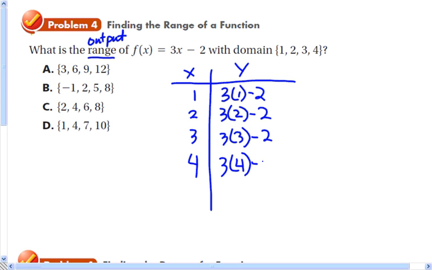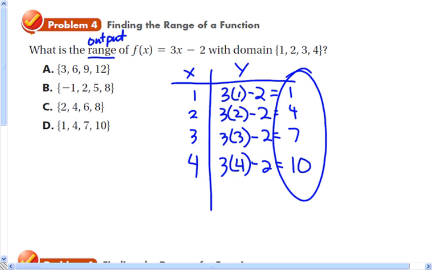And evaluate those. And we get 1, 4, 7, and 10. So those are my range values, otherwise known as the output or the y values.